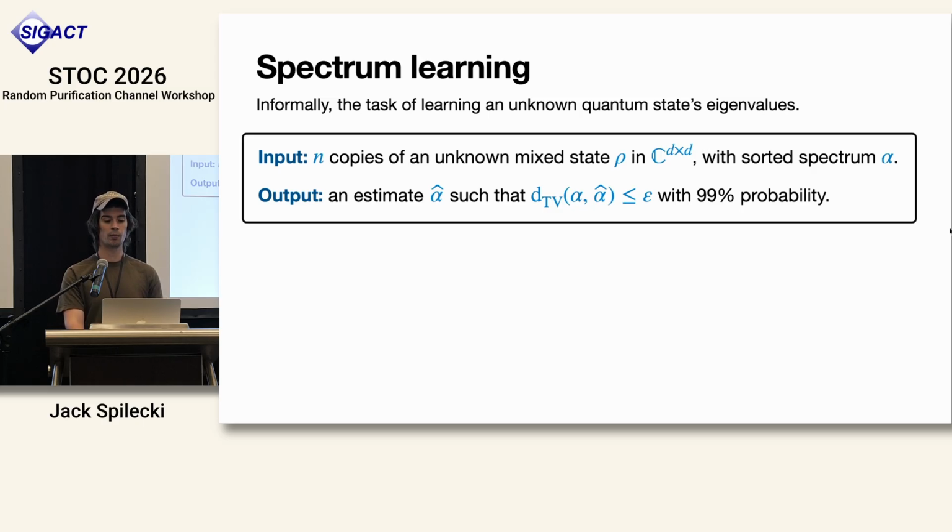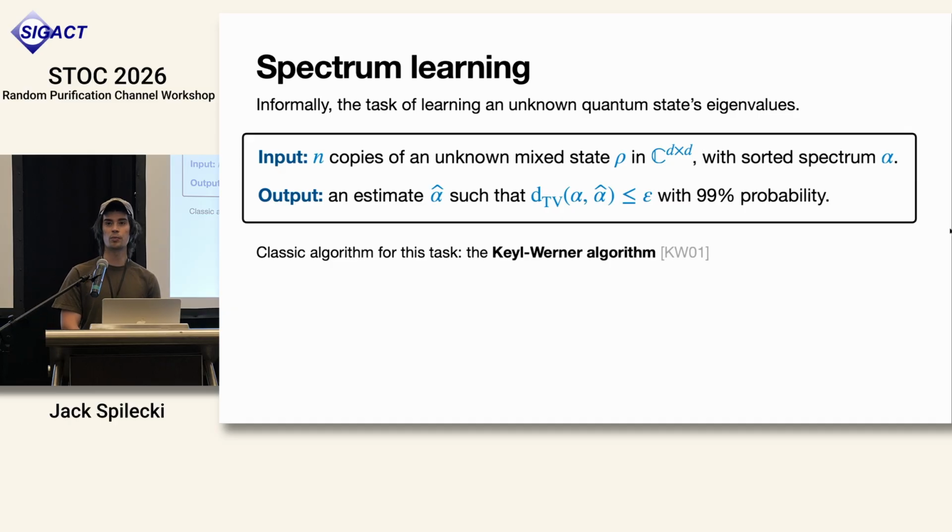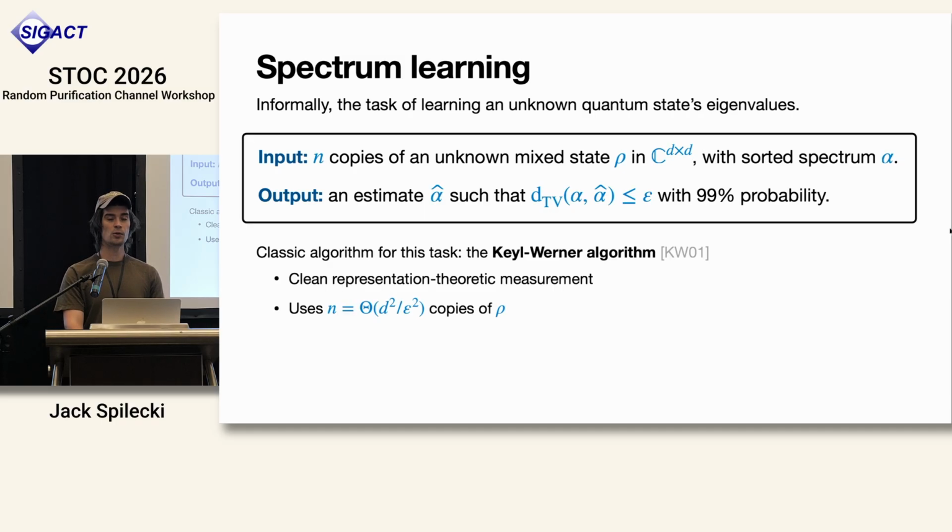So that's the problem. There's a classic algorithm for this task. It's called the Keyl-Werner algorithm. It's from 2001. It's this really clean representation theoretic measurement. It's also often the first step that you do in these more complicated mixed state algorithms, but it's a very clean first step. I won't really describe it, but I'll tell you its sample complexity. It uses d squared over epsilon squared copies of rho. It must use this much, and you can get away with using this much.